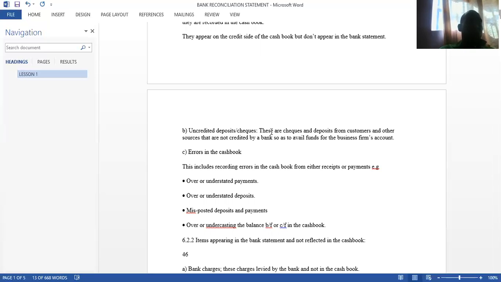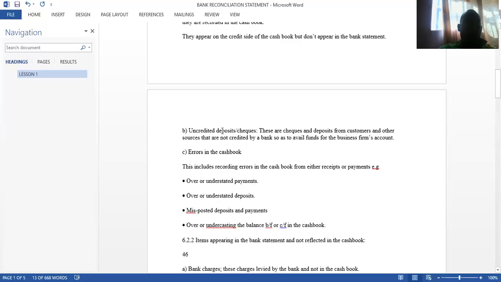checks normally take 2-3 days to be cleared, then you find that maybe in the first day, when the bank statement was being prepared, they were not yet cleared to appear in the bank statement, but they are already in the cash book, meaning that this check or this amount has been captured on the receipt side of the cash book, but in the bank statement, the bank has not received or cleared that check to be also reflecting in the bank statement.